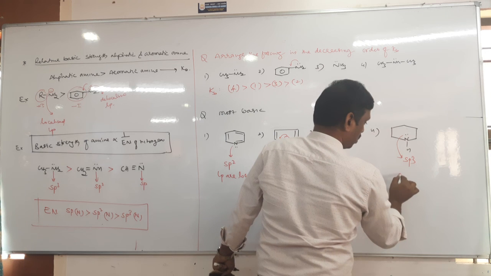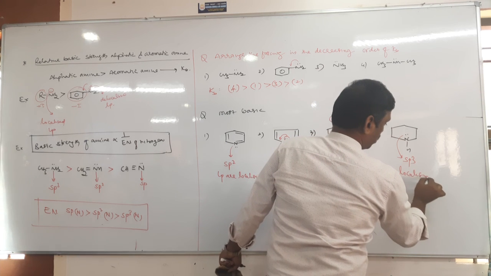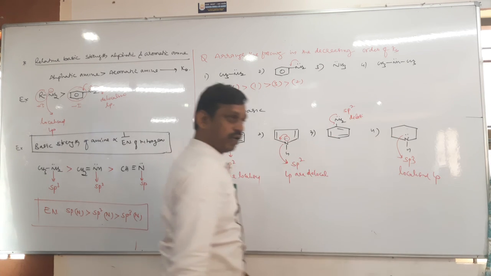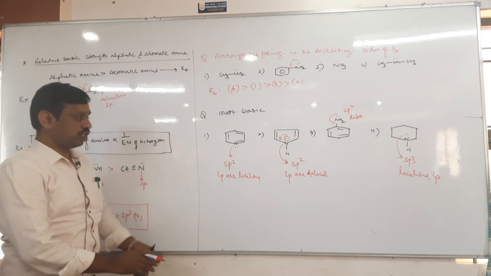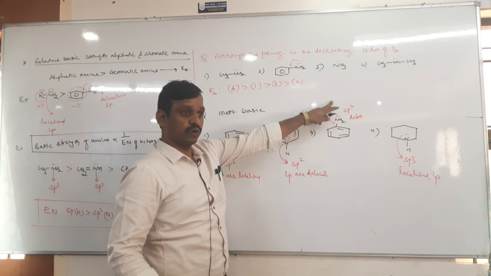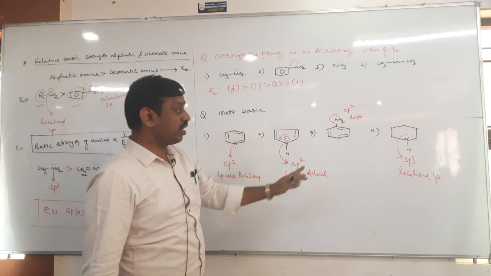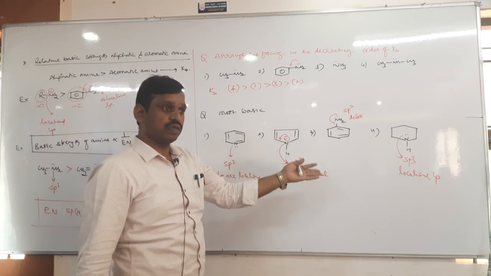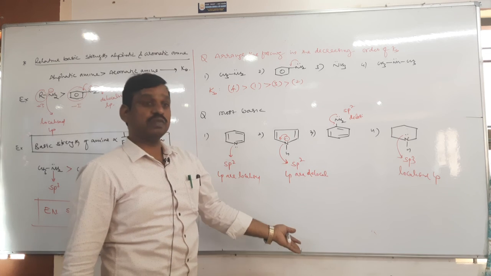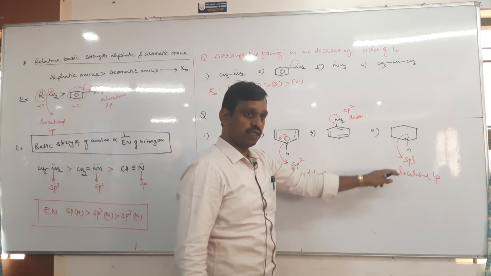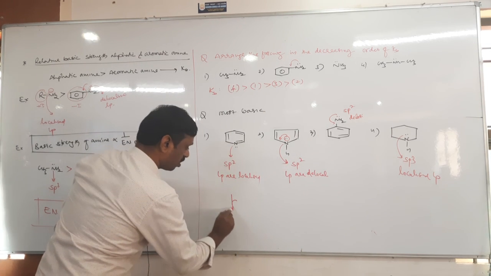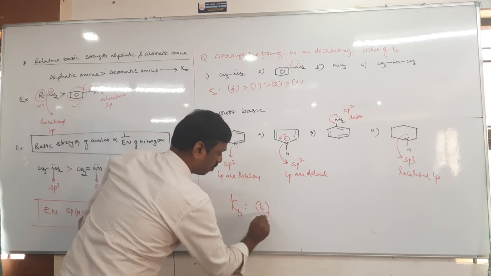Next here, sp3, a localized lone pair. Tell me now. First see the hybridization: sp2, sp2, sp2. Three are sp2, which means more electronegativity. As the electronegativity of nitrogen increases, it is less basic. Which is more basic? sp3. So therefore, if you see the order of Kb, the fourth one is more basic.